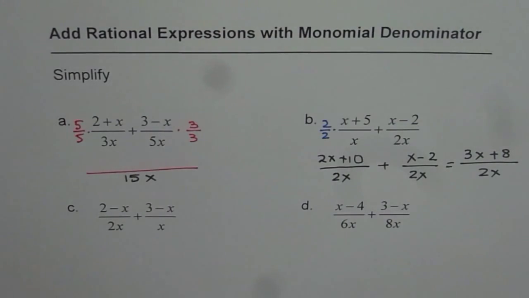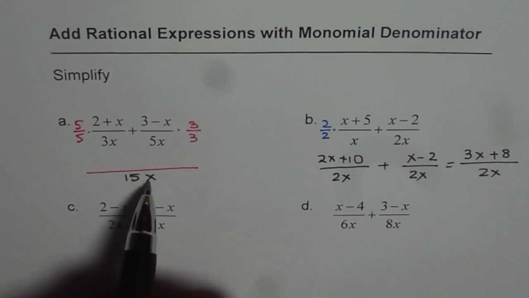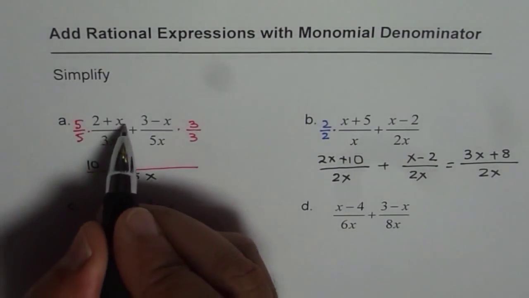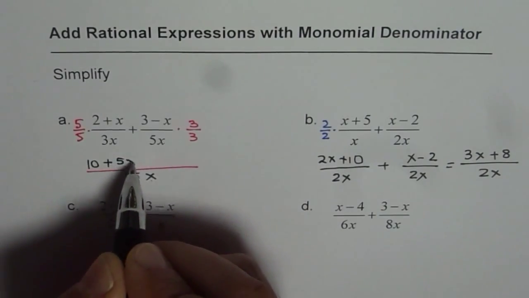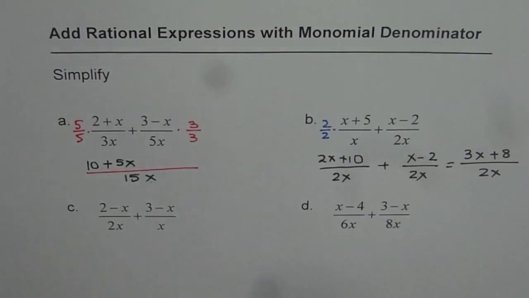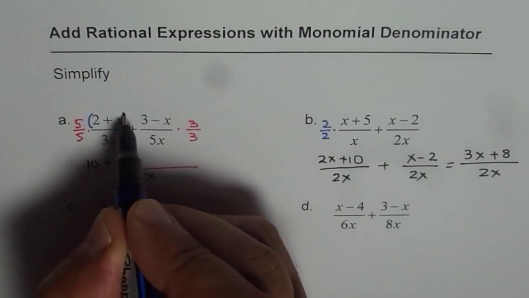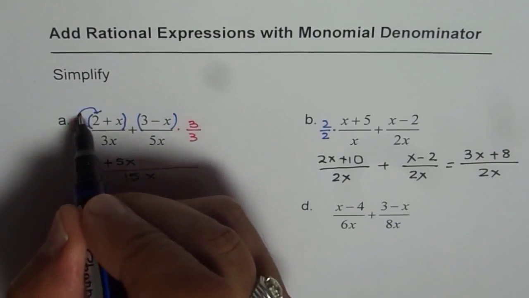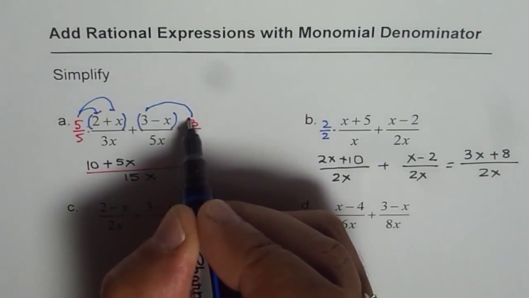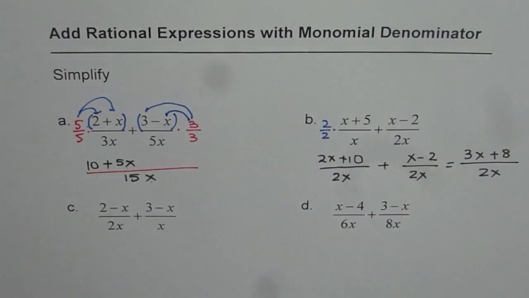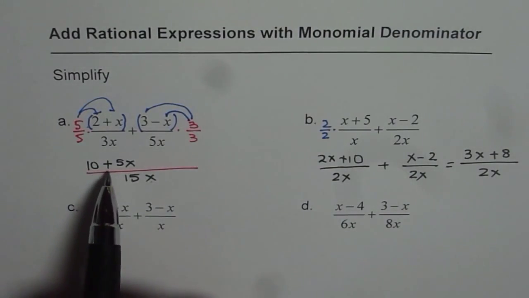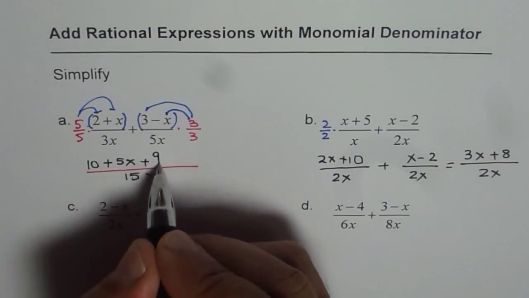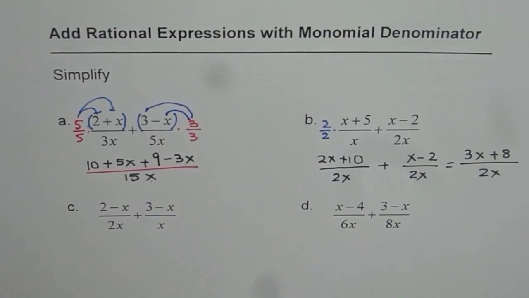So when we do it, we get 5 times 3x is 15x, and the numerator becomes 5 times 2 is 10, then 5 times x is plus 5x. Remember, we are applying distributive property. That is to say, we are multiplying both these terms by 5 and both these terms by 3. That is what we are doing, okay? So we get 10 plus 5x, and here we get 3 times 3 is 9 minus 3x. That is your numerator.